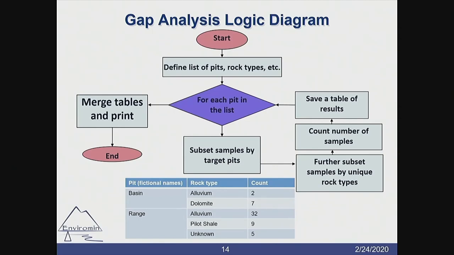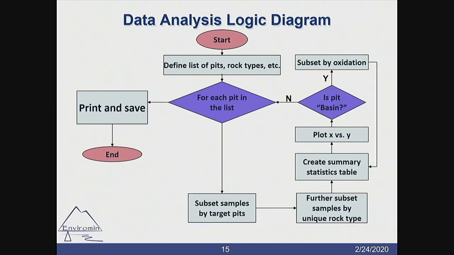And then they could look at this table and say, oh, well, there are only 2 alluvium samples in the basin pit. We need some more alluvium samples. And you can actually utilize the output in that way.